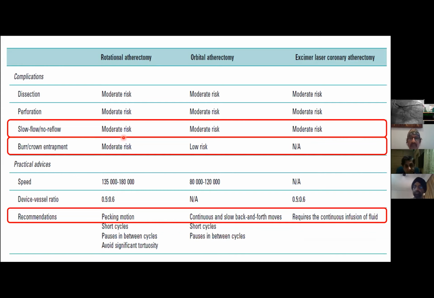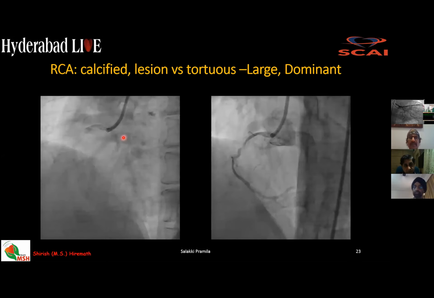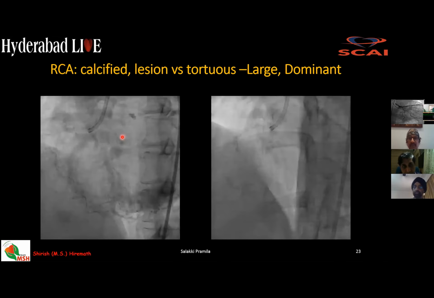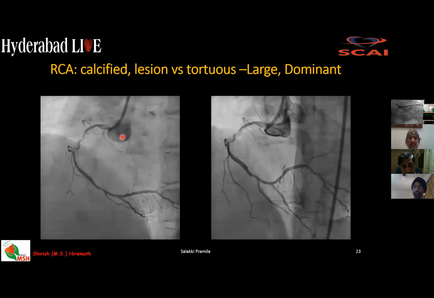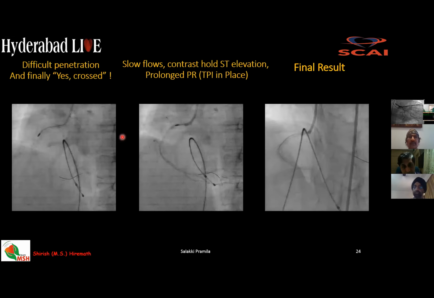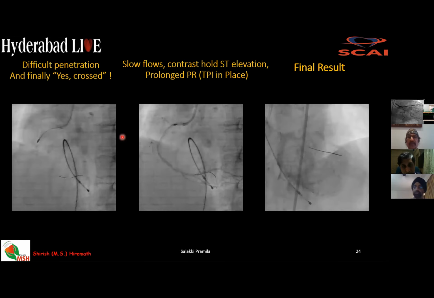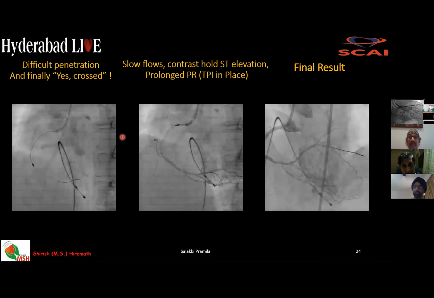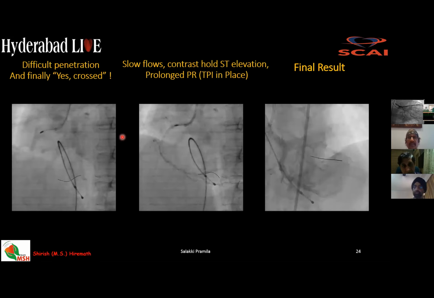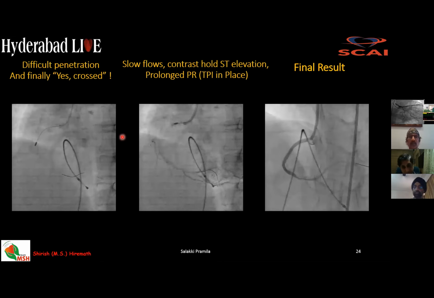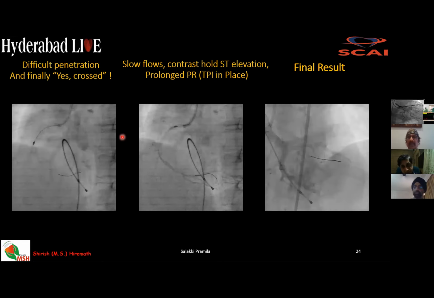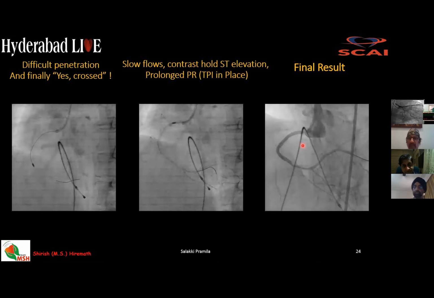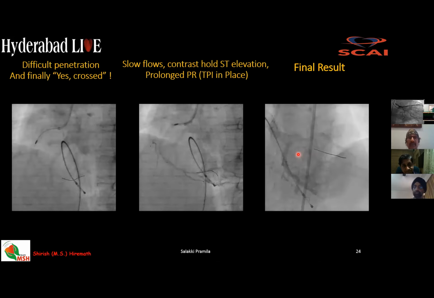This doesn't happen every time, but like in this case, there is no option but to do a rota as your first option. When you do a rota, in this particular case, we had slow flows, ST elevation, so we had a prolonged wait. However, most of the time, these things settle with good dilators, and we could see good flows into the distal portion. This patient, in fact, had a calcified vessel.